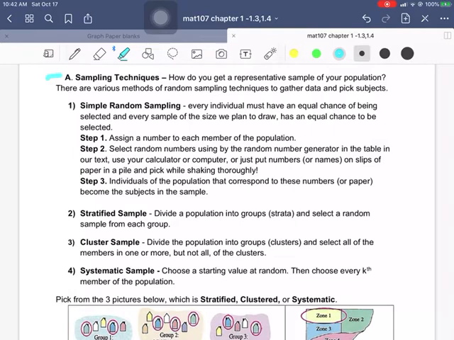and the sample size, a sample of the size we plan, has to have an equal chance of being selected also. So step 1, assign a number to each person or member in the population, whether it's cans or cats or people. Each one of them gets a number. Then you select random numbers by using a random number generator in our text. Use your calculator or computer. Put the numbers or names on a slip of paper in a pile. Shake and pick, shake and pick, shake and pick. So each person or object or name in the hat can be picked.